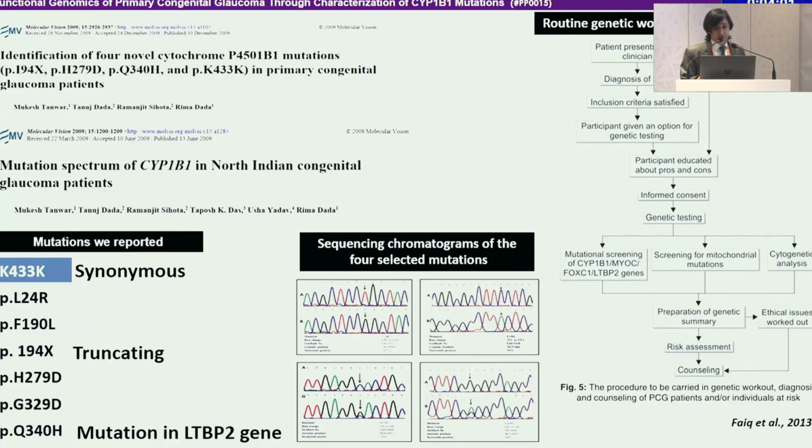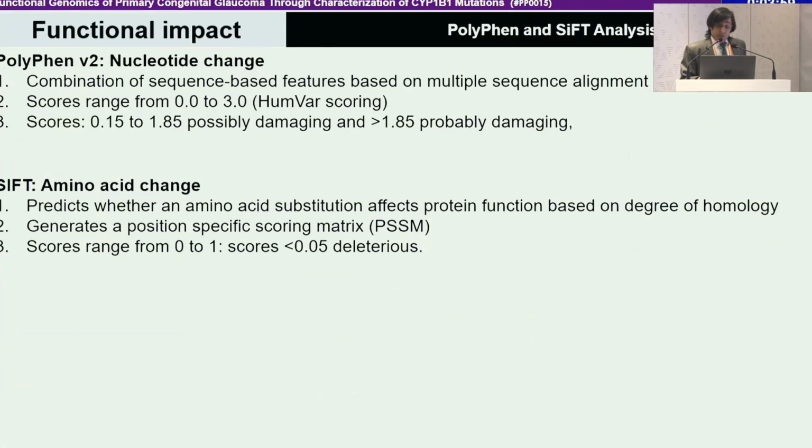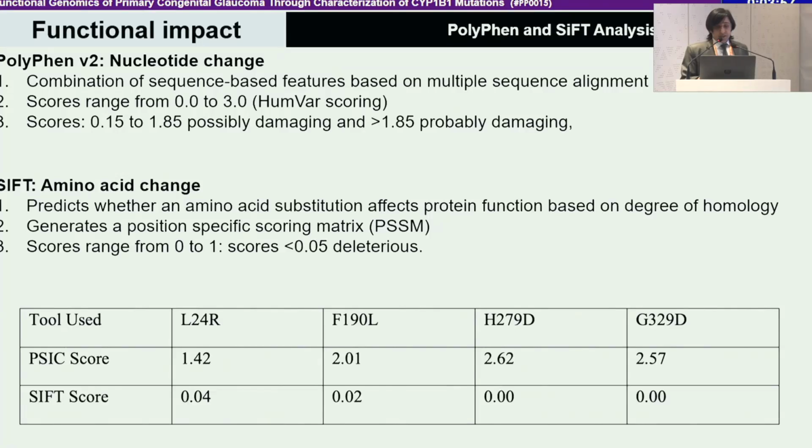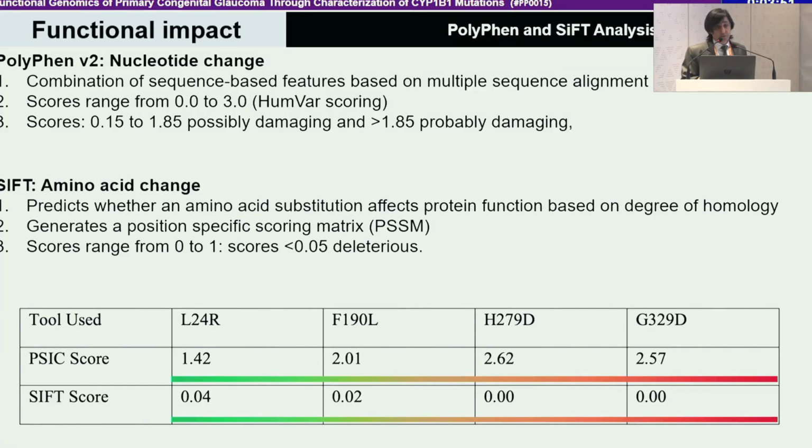So we chose these 4 mutations. Initially, we did PolyPhen and SIFT analysis. These are in silico tools, basic tools which tell us about the probable pathogenicity of a mutation. They do some kind of scoring, and you'll see that these 4 mutations, L24R, F90L, H279D, and G329D, had different pathogenicity based on these scores.